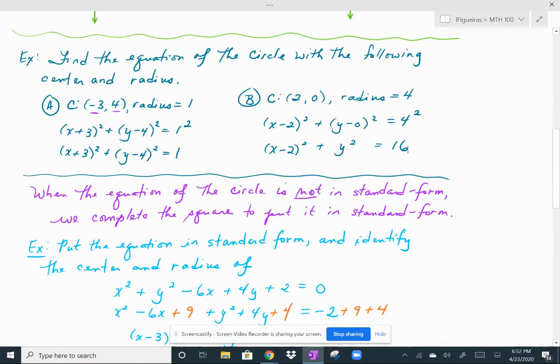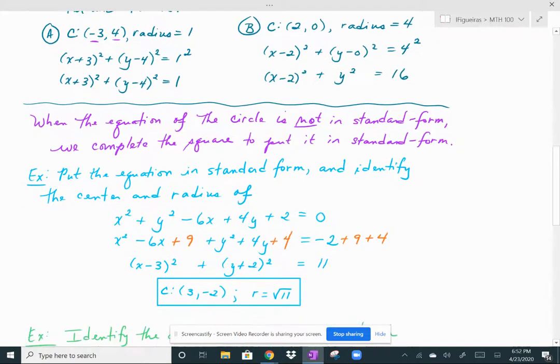Okay, so sometimes your equation is not in standard form. And when it's not in standard form, we need to complete the square. That's a skill that we learned in a previous section when we were solving quadratic equations. We're going to complete the square on both the x expression as well as the y expression. So here are the directions. We want to put the equation in standard form and identify the center and radius.